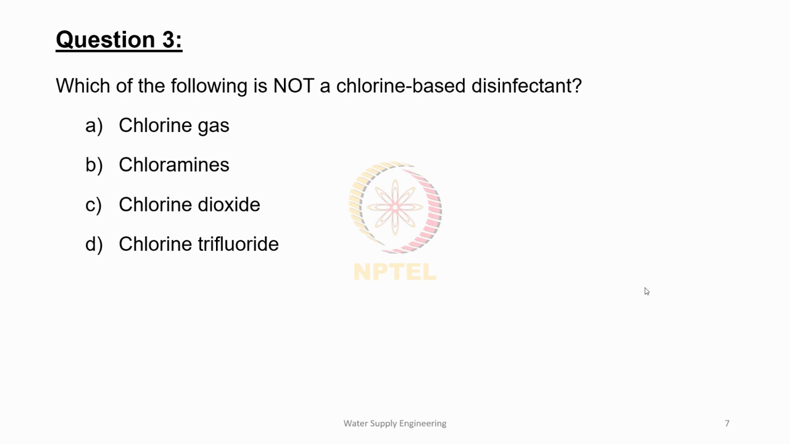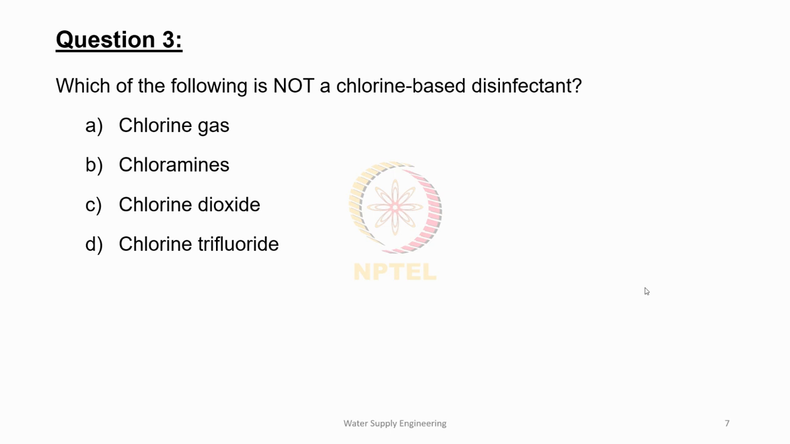So moving on to the third question: which of the following is not a chlorine based disinfectant? Option A, chlorine gas. Option B, chloramine. Option C, chlorine dioxide. Option D, chlorine trifluoride. So, which of the following is not a chlorine based disinfectant?